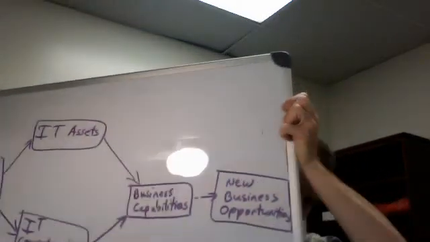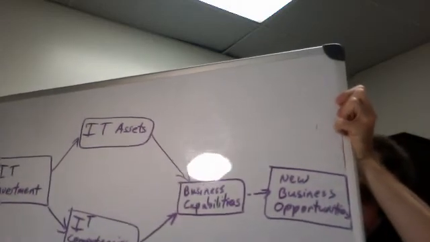So let's look at this figure again. We get to this other side, business capabilities and new business opportunities. It's the ability to take those competencies along with the IT assets that you've purchased and to develop new capabilities as a business. So what would this look like?